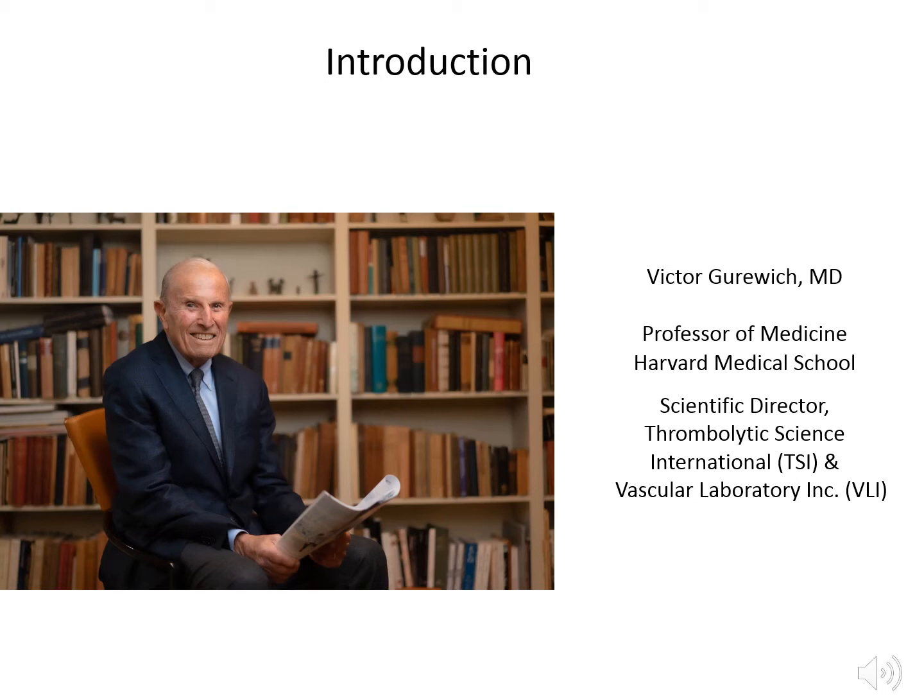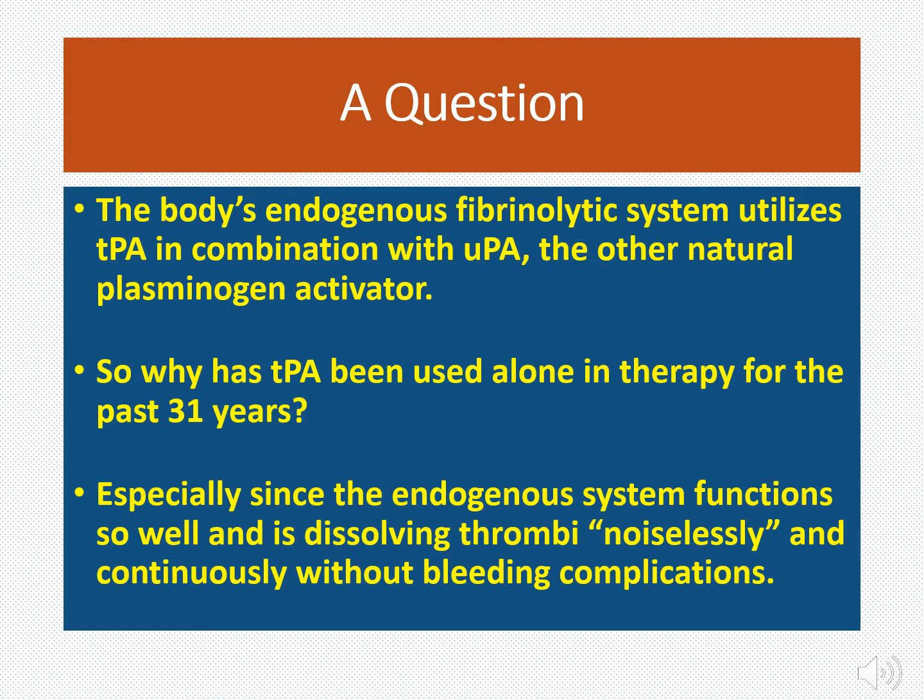Thrombolysis or fibrinolysis is the simplest and fastest method, but how this is to be best executed remains controversial and is the subject of this presentation. This brings up a question. The body's endogenous fibrinolytic system utilizes TPA in combination with UPA, the other natural plasminogen activator. So why has TPA been used alone in therapy, especially since the endogenous system is ongoing, dissolving thrombi noiselessly without bleeding complications?